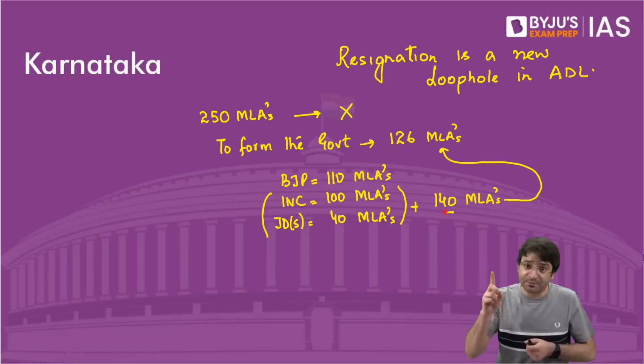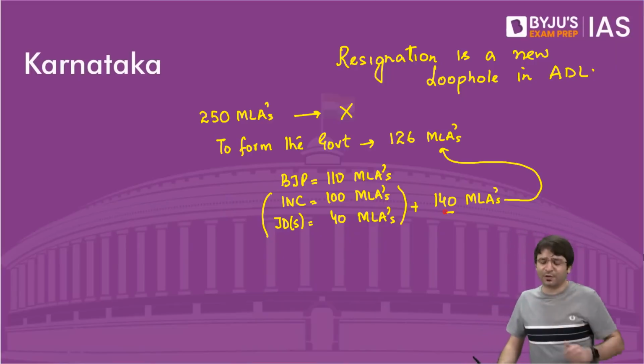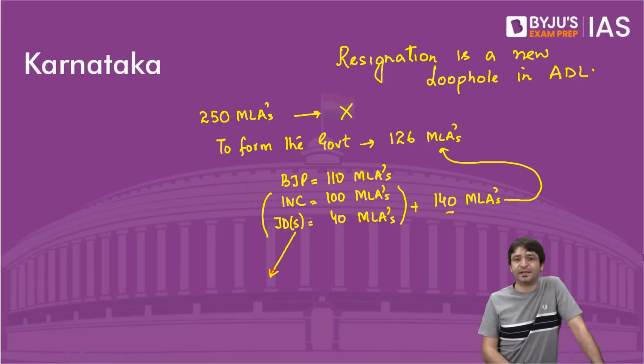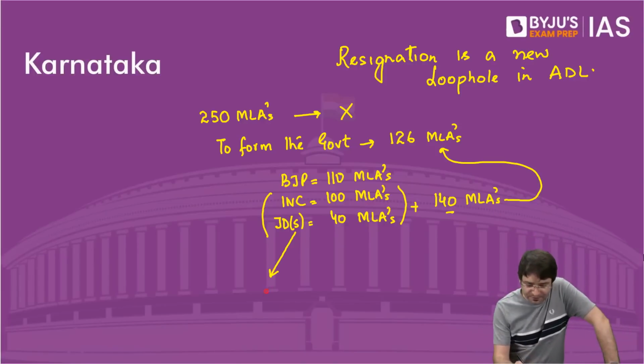You have done corruption previously. If you don't resign now, we will open that case. Enforcement Directorate, CBI, money laundering case, you are gone. Now, whether that is true or not, some of these MLAs belonging to the Congress and the JDS, they now decide to resign. How many have now resigned? Let's say 30 MLAs have resigned.